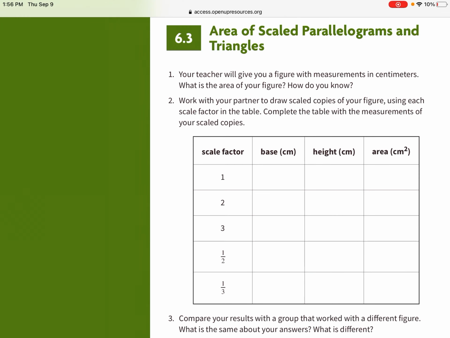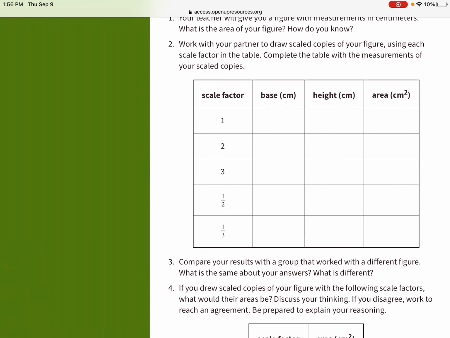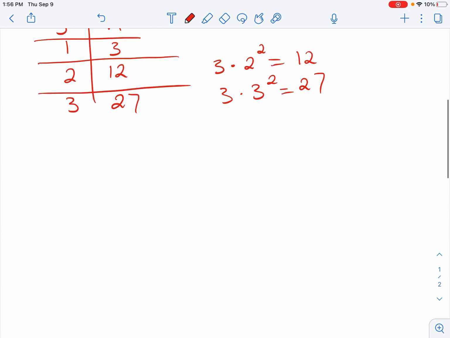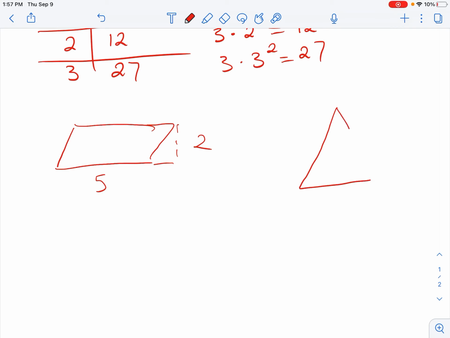So right here, we want to fill this out. And it's going to be one of 2 figures. So the 2 figures: a parallelogram with a height of 2 and the base 5. The other is a triangle with the base of 4, height of 5. Okay, so this is the original.